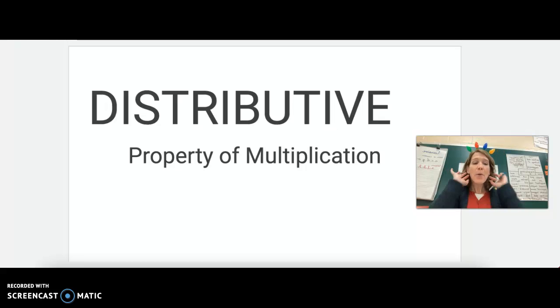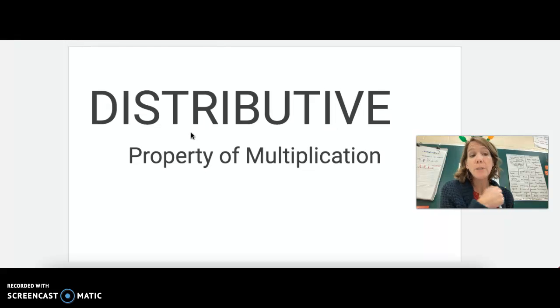Third graders. Okay, today we're going to work on another property of multiplication. So far we've seen the overlap between properties of addition and properties of multiplication, like the identity property and the commutative property works with both. Today we're going to talk about the distributive property. Okay, and this is a new one and it's a little tricky.